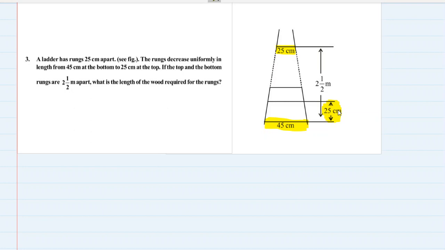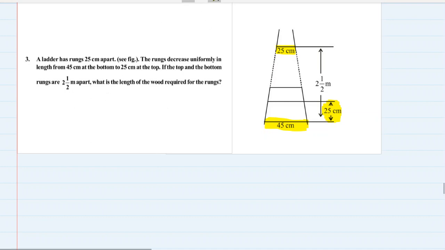If the top and bottom rungs are 2.5 meters apart, so the total distance between the top and bottom rung is 2.5 meters, what is the length of the wood required for the rungs? For that we need to find the number of rungs, right? Let's find it.